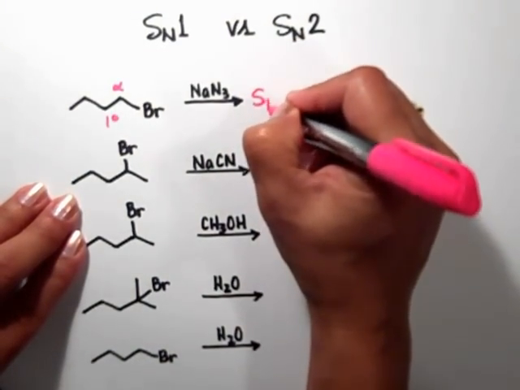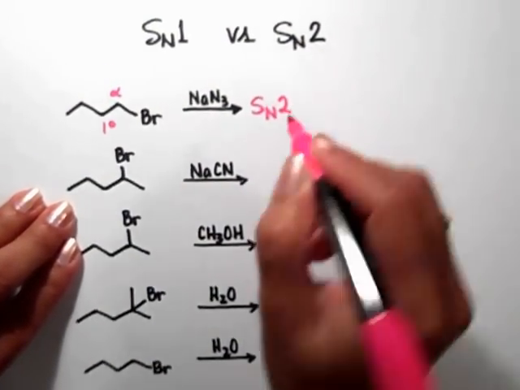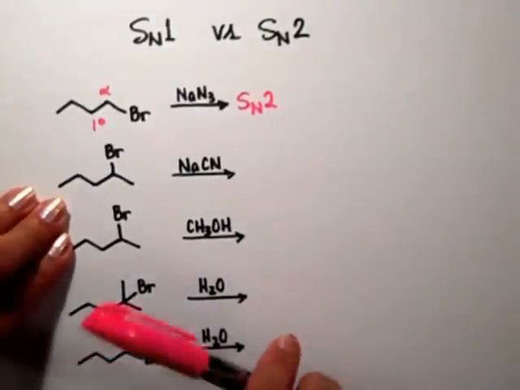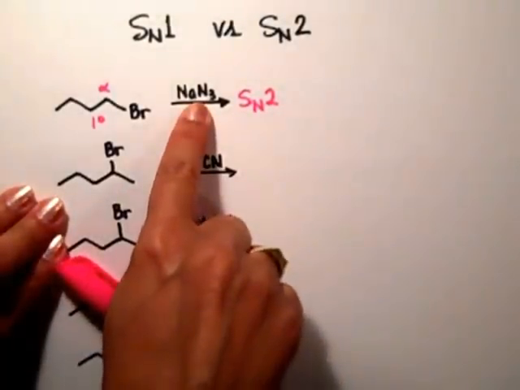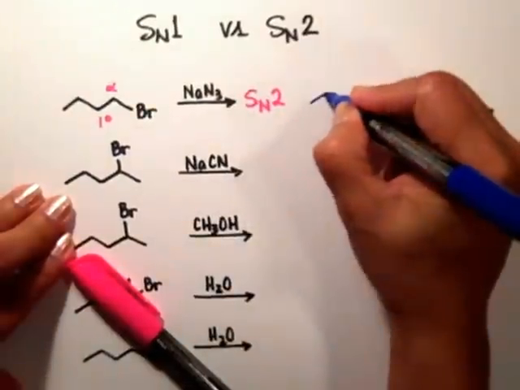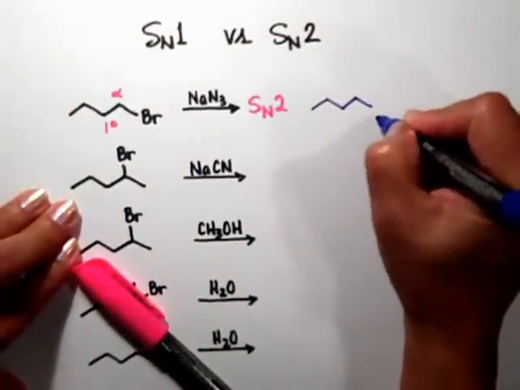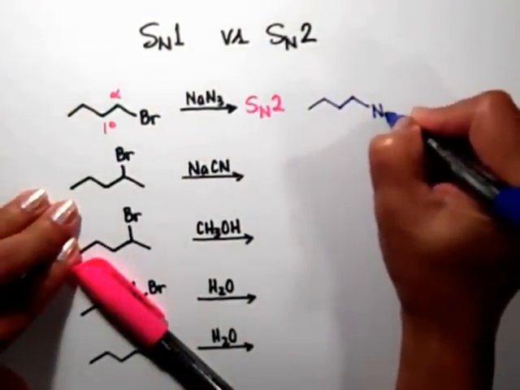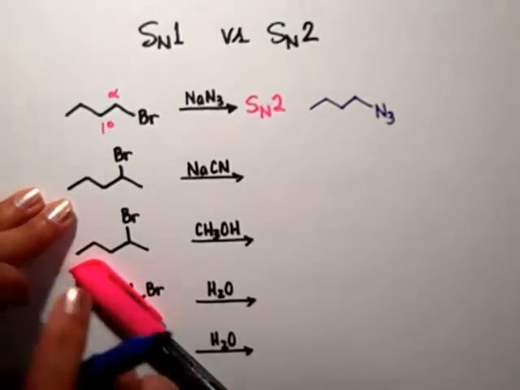I'm sorry, did I say SN1? No, it's going to do an SN2 mechanism. And we do have a strong nucleophile, so this is going to be a good SN2. We're going to substitute the halide, in this case for the azide right here.